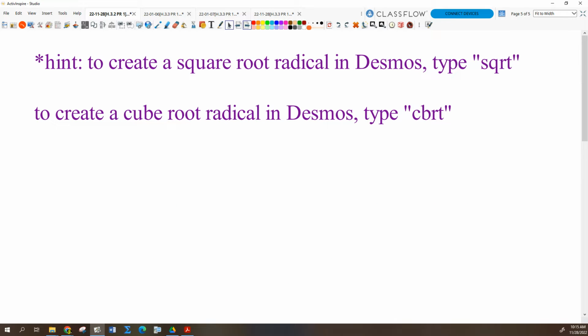One little hint. In Desmos, if you want to create a square root, you can just type SQRT, and it'll just make a square root. That's a keyboard shortcut. And to create a cube root, I don't know how you say that one, CBRT, and it'll create a little cube root symbol. Okay.